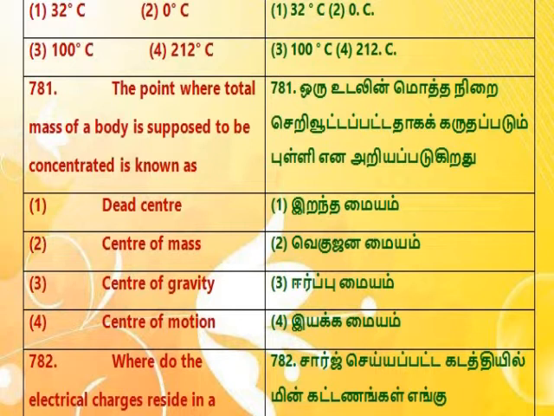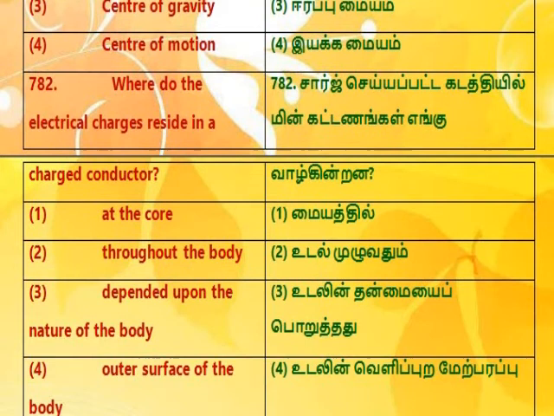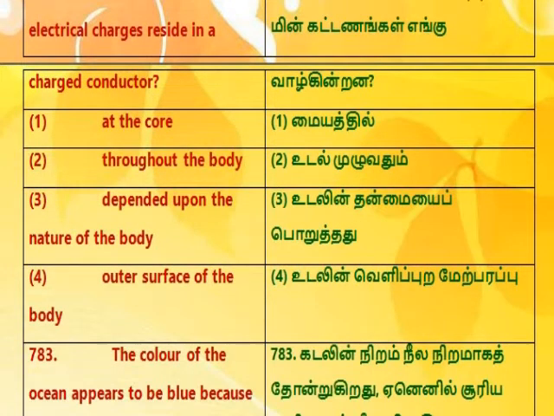781. The point where total mass of a body is supposed to be concentrated is known as, 1. Dead center, 2. Center of mass, 3. Center of gravity, 4. Center of motion. 782. Where do the electrical charges reside in a charged conductor? 1. At the core, 2. Throughout the body, 3. Dependent upon the nature of the body, 4. Outer surface of the body.